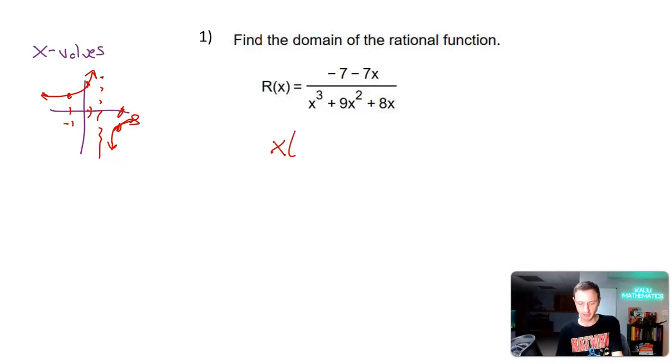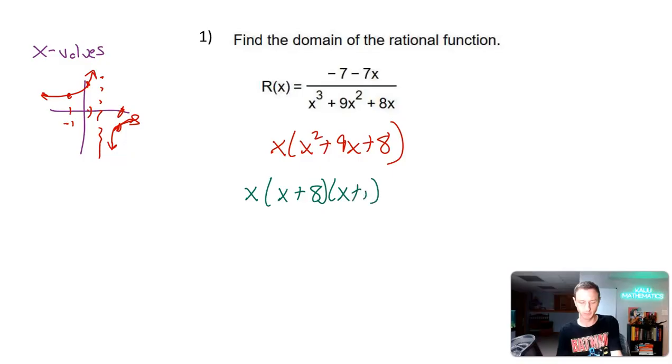I could factor out an x from the denominator, leaving me with x squared plus 9x plus 8. And then I can factor again. So I have this x that I factored out. Factor again, so x plus 8 times x plus 1. 8 times 1 is 8, 8 plus 1 is 9. So now I have my denominator. And we don't really care what's going on in the numerator.